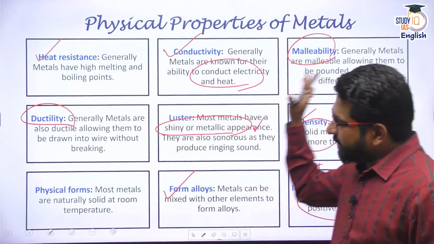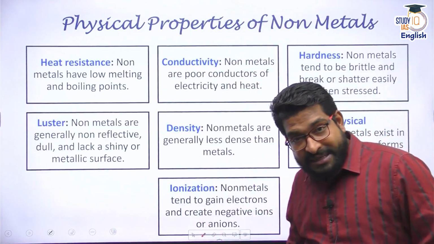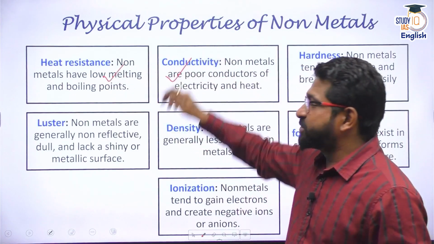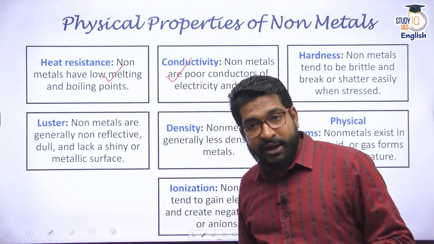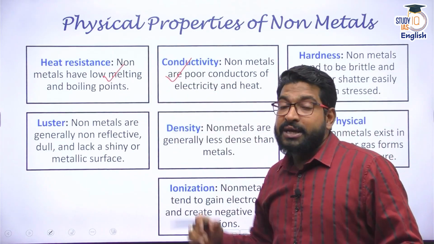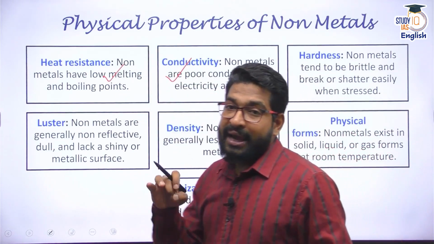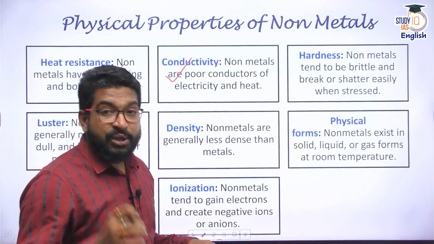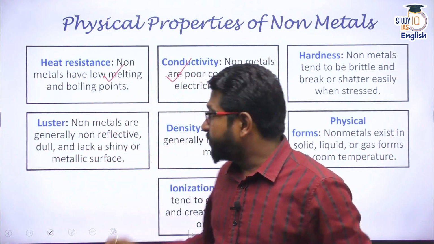Now, on the opposite end are the non-metals. Non-metals will have poor conductivity with respect to heat and electricity. They will not have that heat resistance. That means they will have low melting point and low boiling point. They do not conduct electricity and heat. They are not dense. They are not hard. Even if they are solids, they would be brittle.